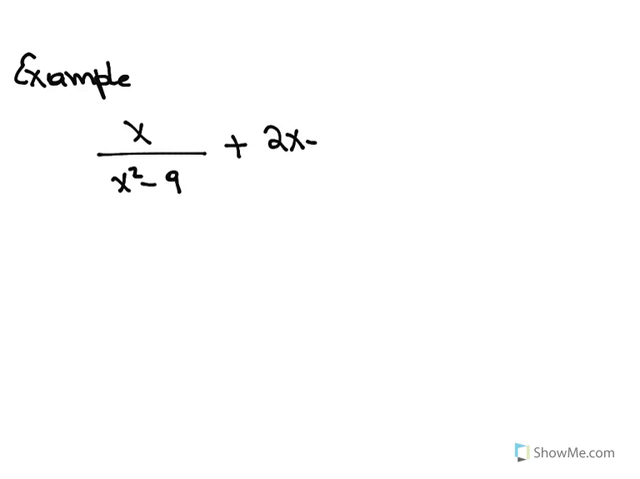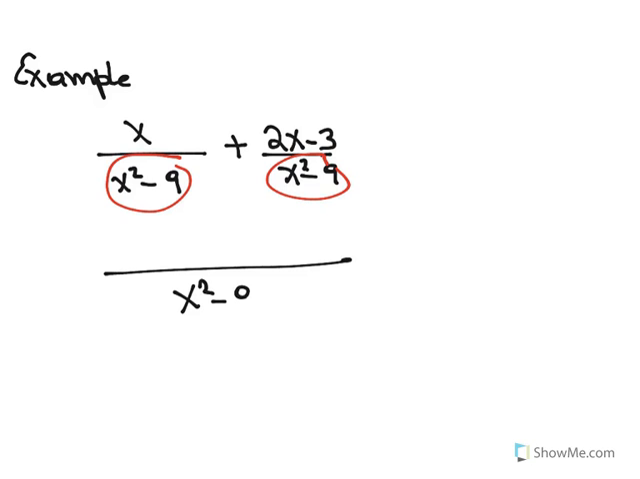Okay, one very last example. I have x divided by x squared minus 9 plus 2x minus 3 divided by x squared minus 9. Okay, the denominators are the same, right? Because the denominators are the same, I'm going to copy the denominator and I'm going to add the numerators. I am sorry, I'm missing here the x squared. I just noticed that I missed the x squared from the book. So let me just write here x squared plus 2x minus 3.